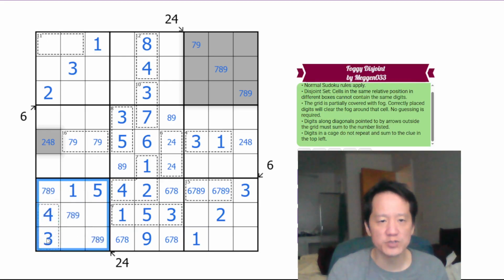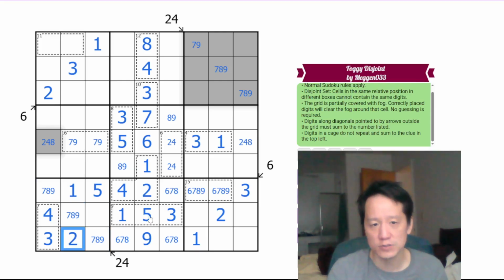Whereas the 2 in this box can't be here, can't be in the 7, 8, 9 triplet, so it must be here. So this is 2, which makes this a 6. That's 3 in the corner. We celebrate because we know we're getting close to finishing.